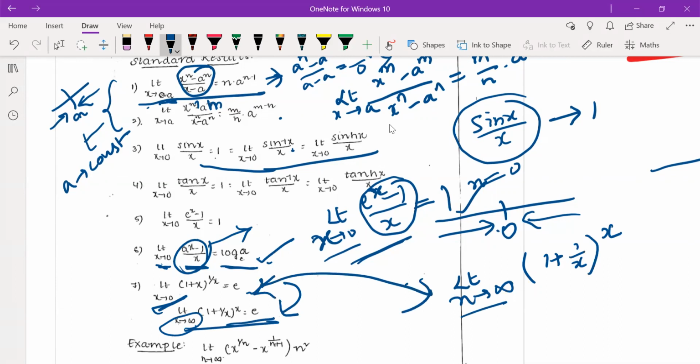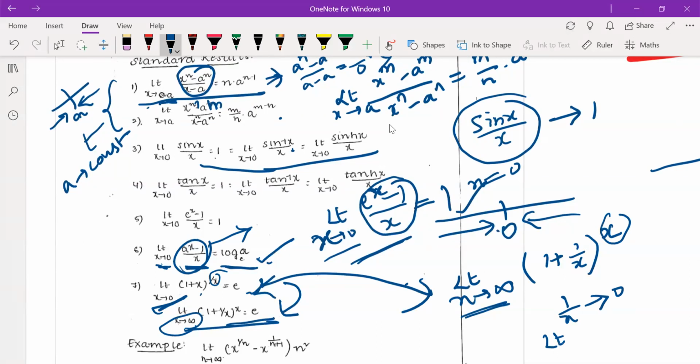Here x tends to infinity, that means 1 by x tends to 0. Here x is replaced by 1 by x and 1 by x is replaced by x. So limit is nothing but a dummy variable. Even if the variable is changed, the limit won't change for the same function.